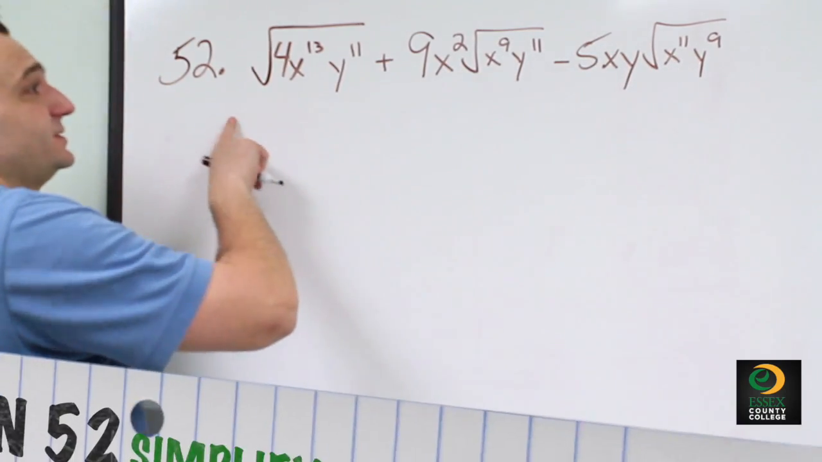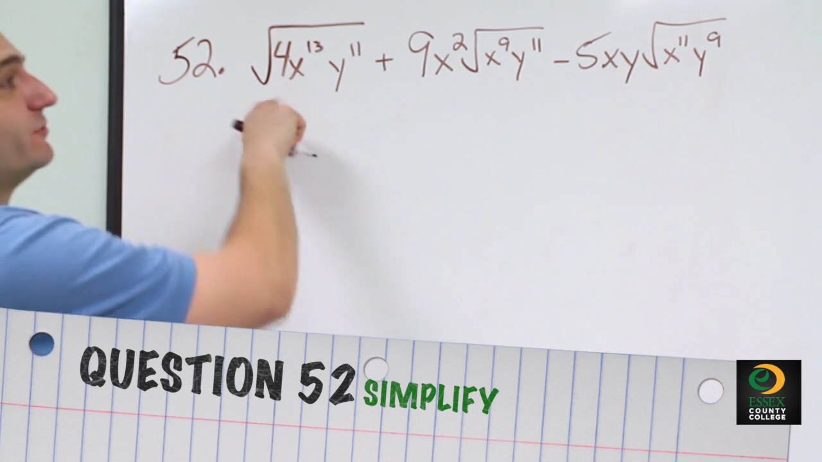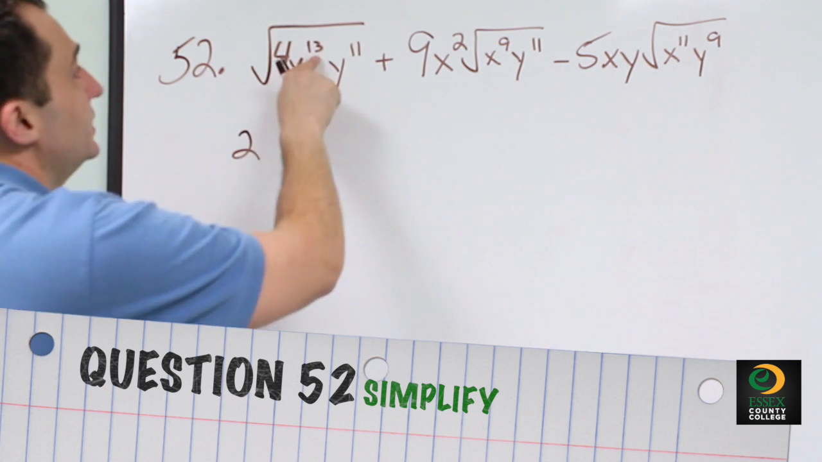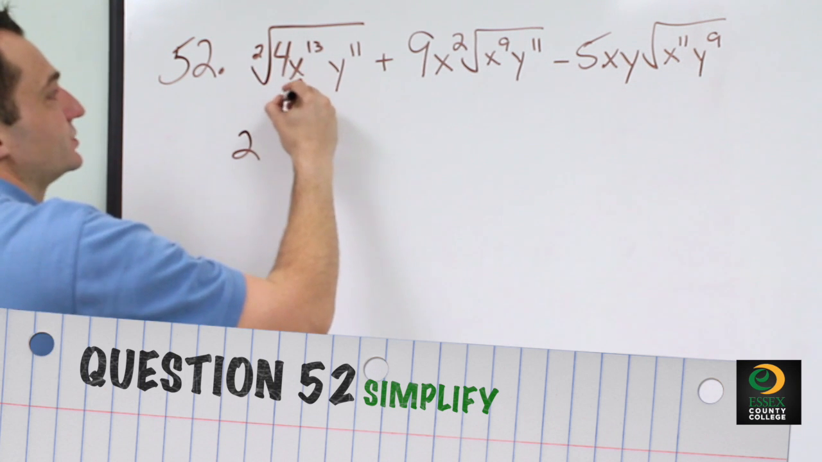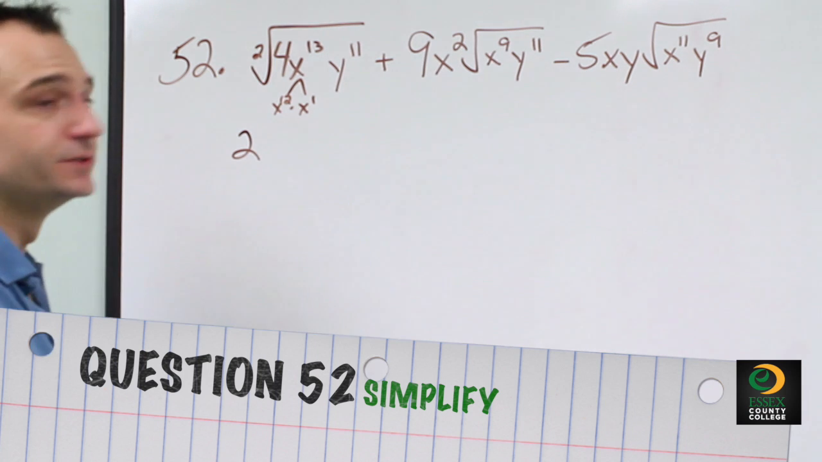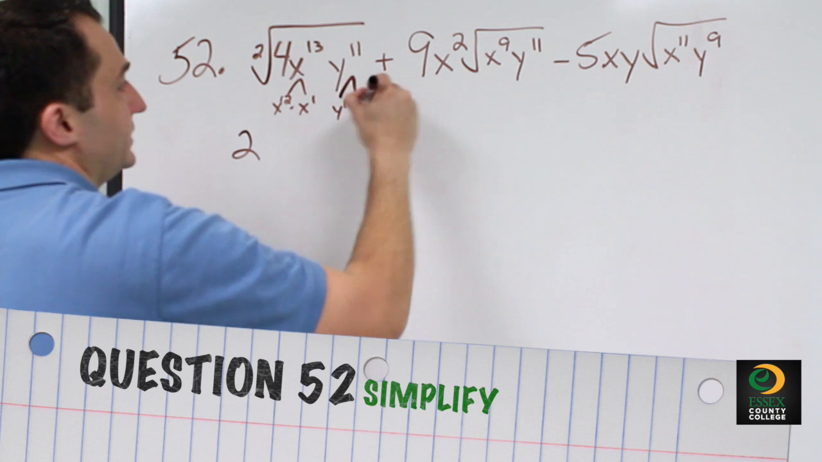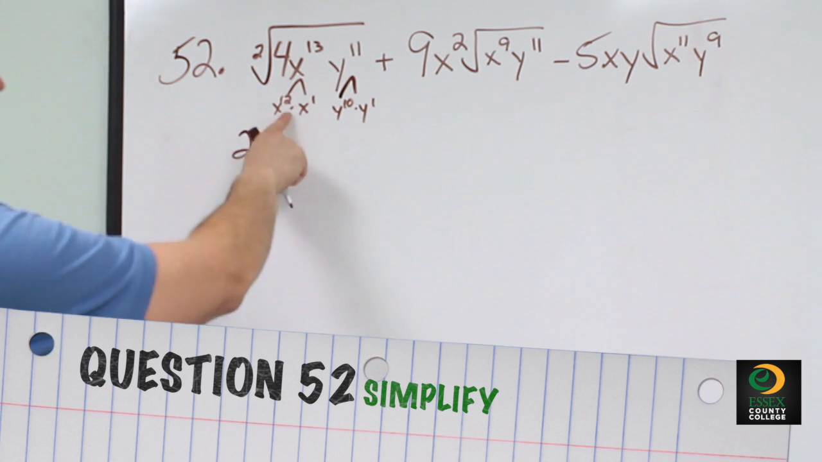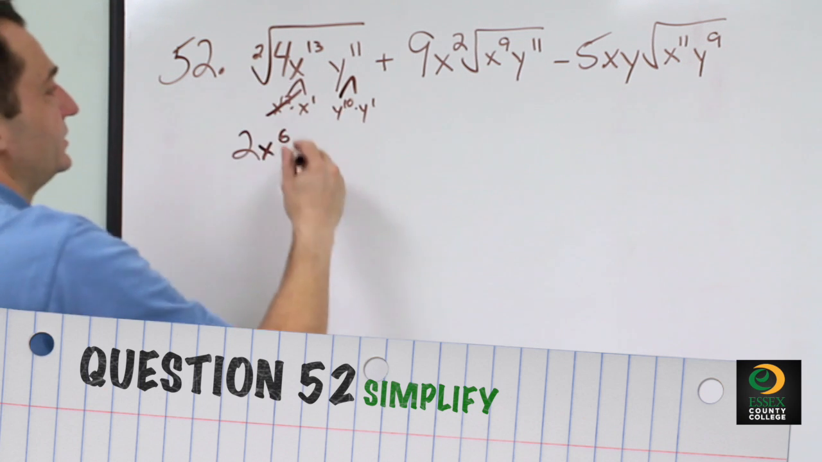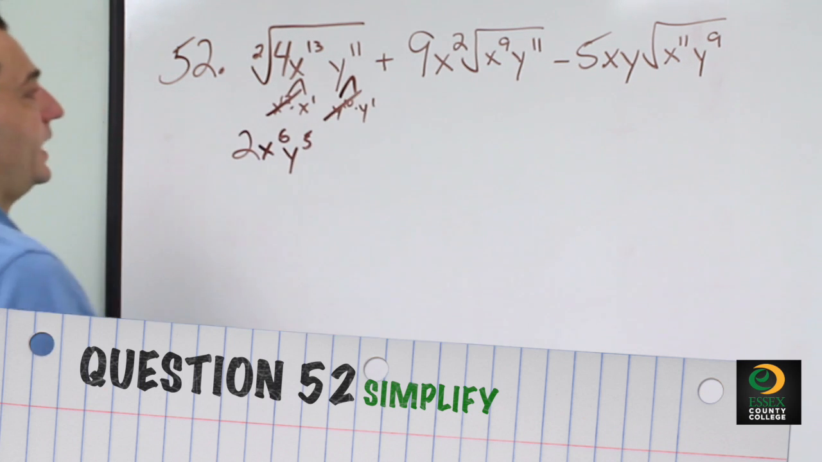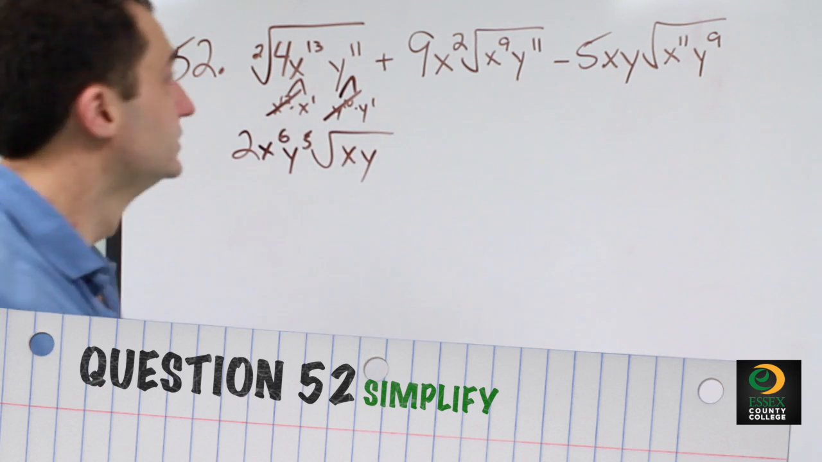Problem 52 asks us to simplify this long radical expression. The first step would be to take the square root of 4, which is 2. This x to the 13th is not divisible by 2, so we're going to break the 13 down to an x to the 12th times x to the 1st. Y to the 11th, we're going to break that down to a y to the 10th times y to the 1st. So 12 divided by 2 gives us x to the 6th, and 10 divided by 2 gives us y to the 5th. And what are we left with on the inside? Just an x and then y.